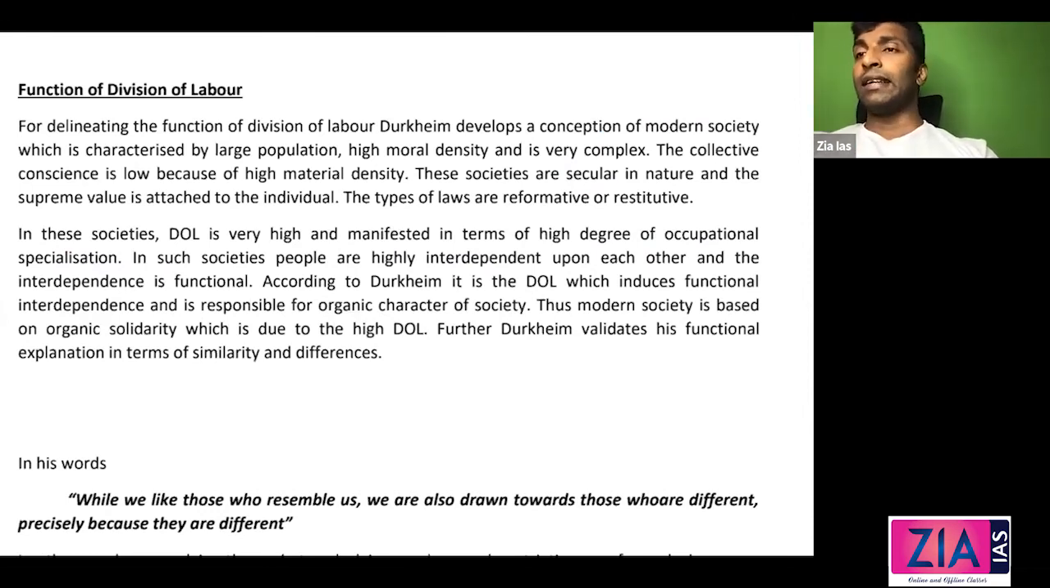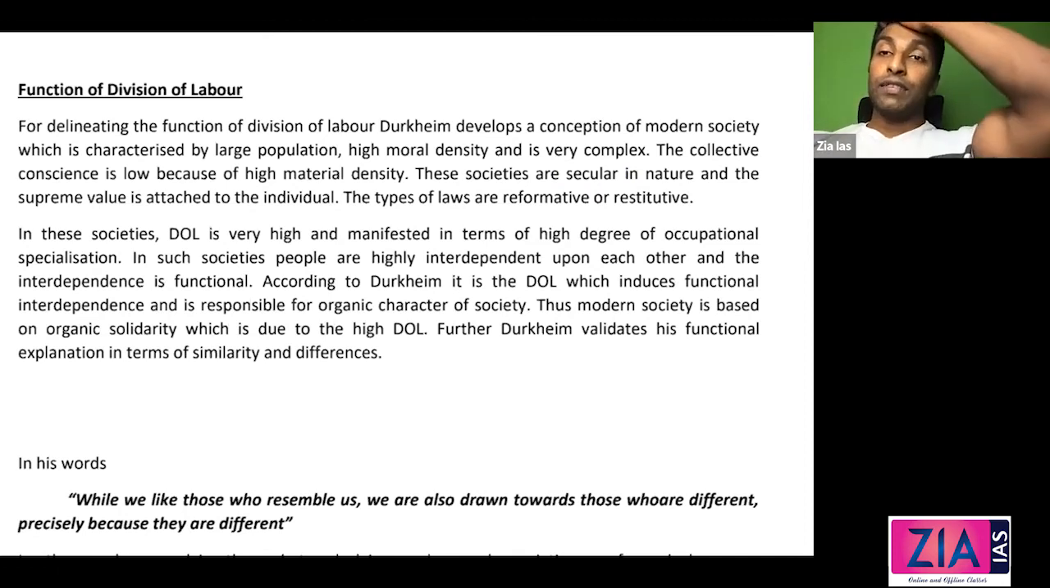All religions are treated equally, that is secularism. Or there is no concept of religion, that is also secularism. But here, when I use this word secular, it means modern society. Secular society means modern society. Okay, individualistic, heterogeneous, and supreme values attached to the individual. That's what individualistic means. The types of laws are reformative and restitutive.